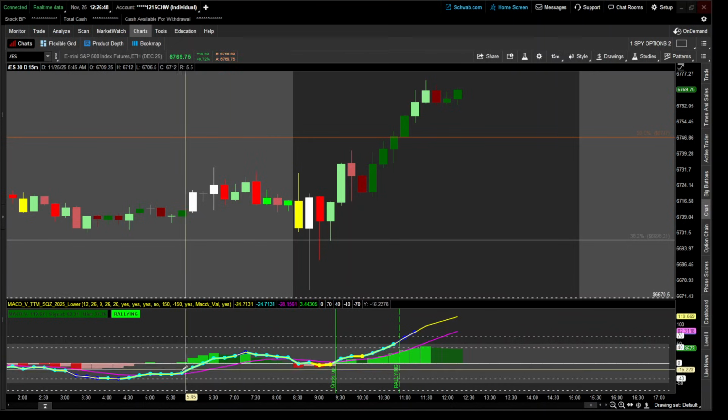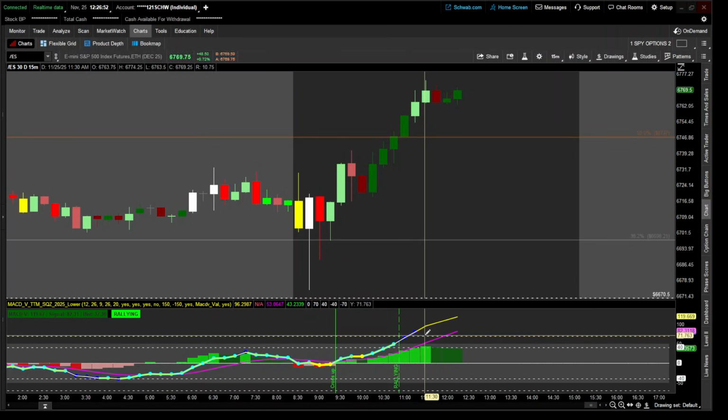The dots that you see on the actual MACD line represent squeeze. The dark blue dots represent a light squeeze. The bright blue or cyan dots represent a medium squeeze, and the yellow represents a very tight squeeze.